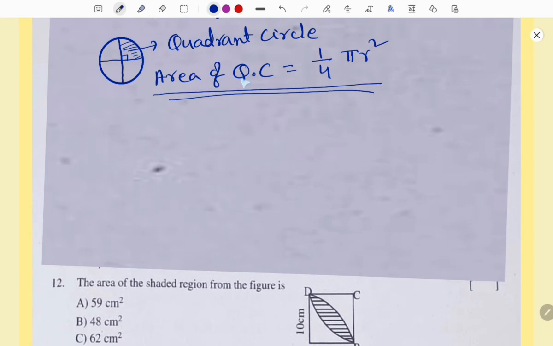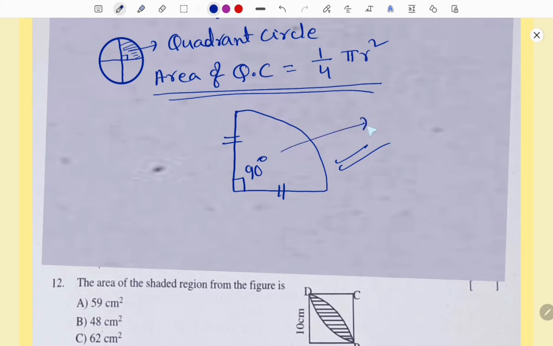Okay, so how is it a quadrant circle? See, like the quadrant circle here, the angle is compulsorily 90 degrees. These both are equal. Then this is called the quadrant circle. This area is 1 by 4 pi r square.